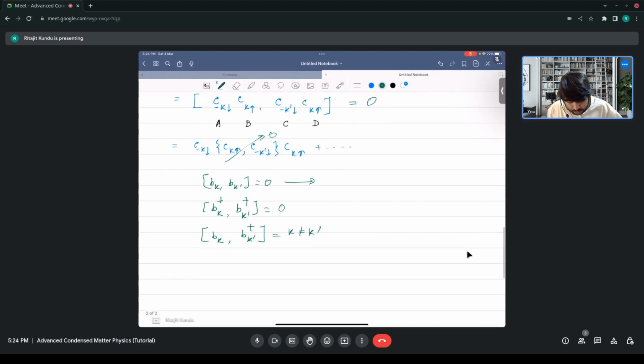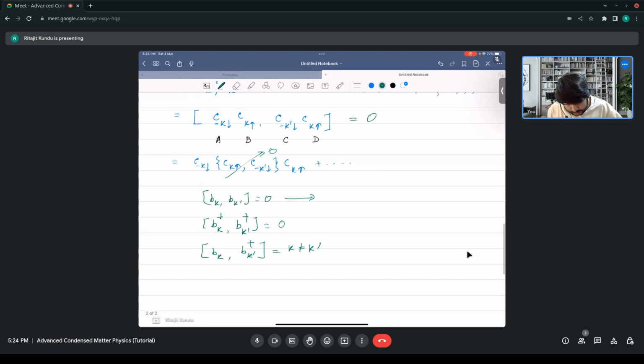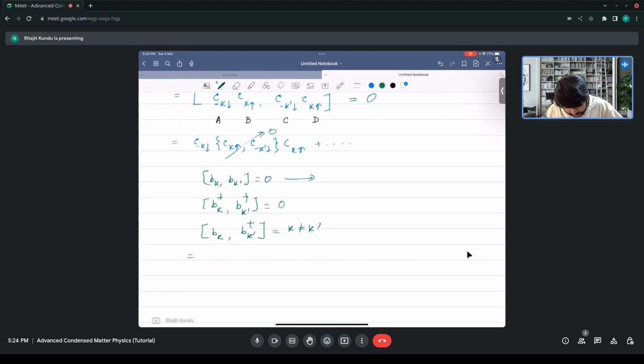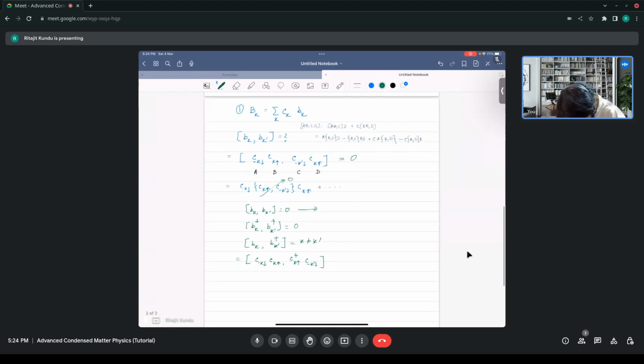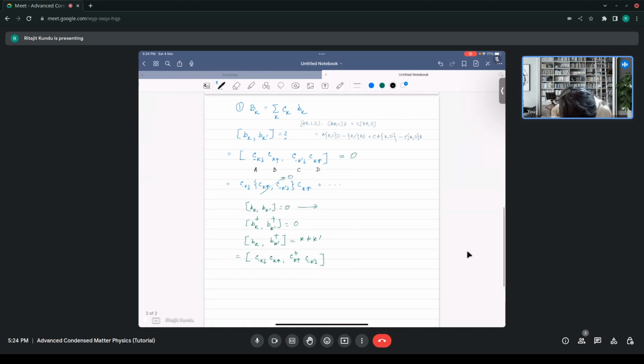Okay, so just to make our life a little easier, let me write this full thing. The first one is c minus k down, c k up, and the next one is dagger, c k up dagger, c minus k prime dagger. Okay, so we'll be using the same relation. Let me identify all of these terms as A, B, C, D.